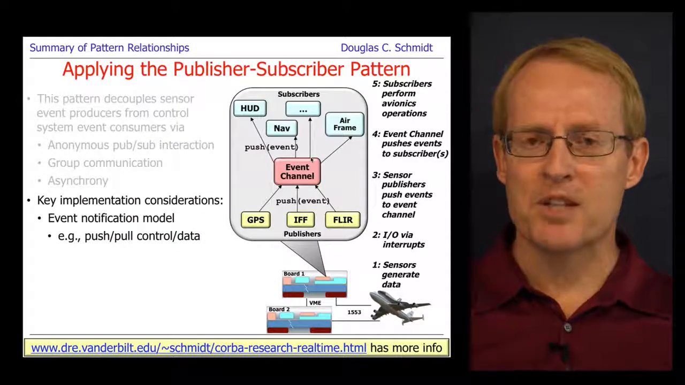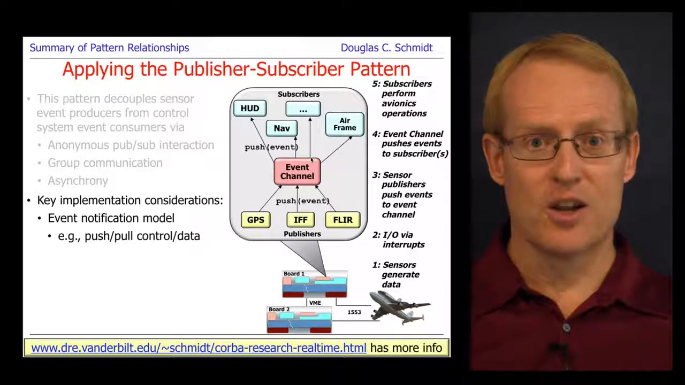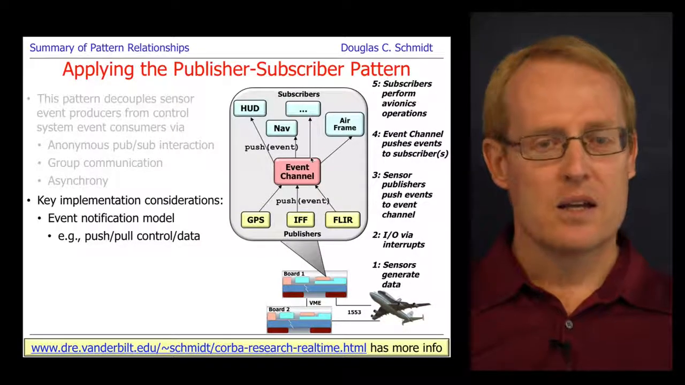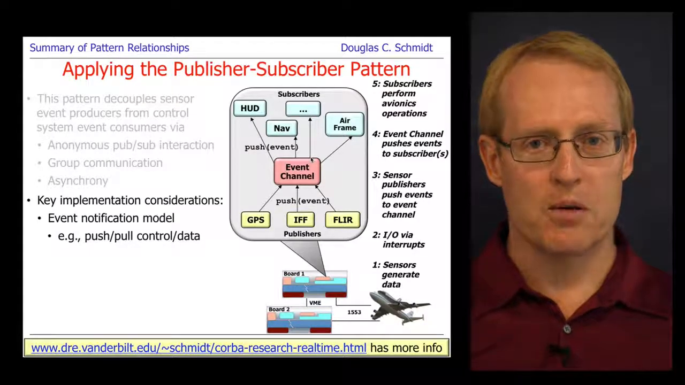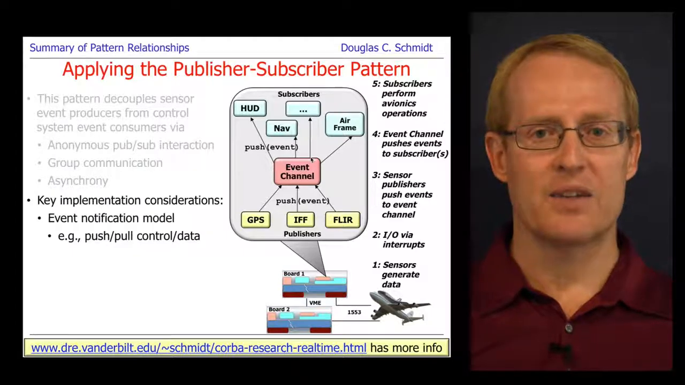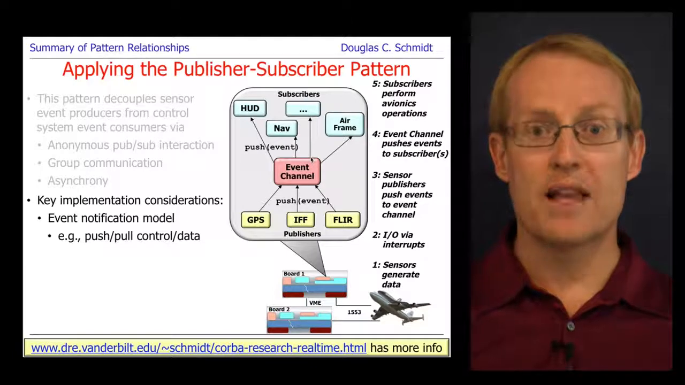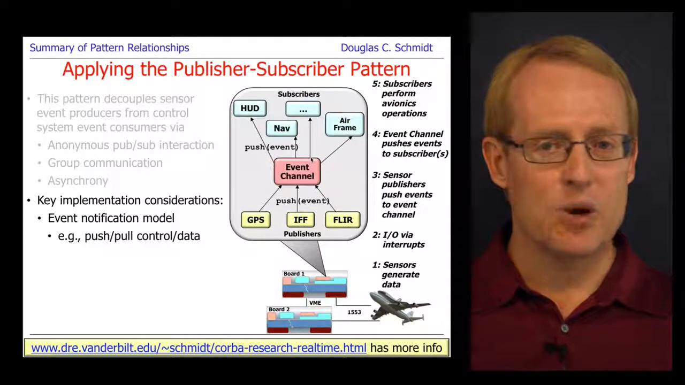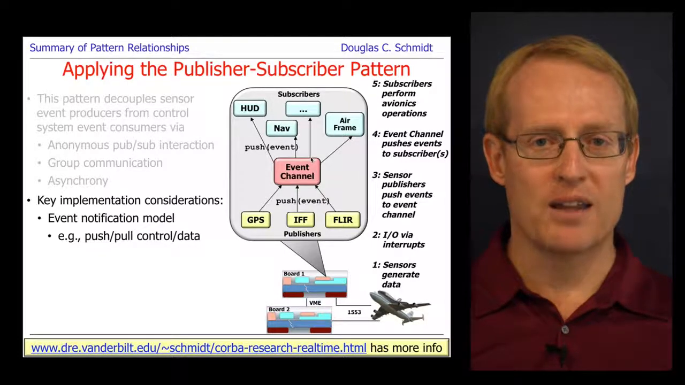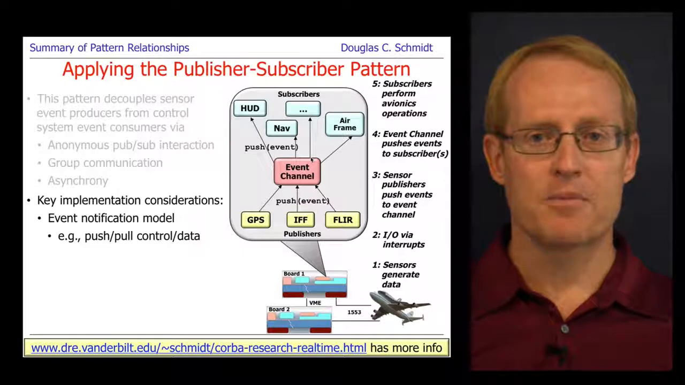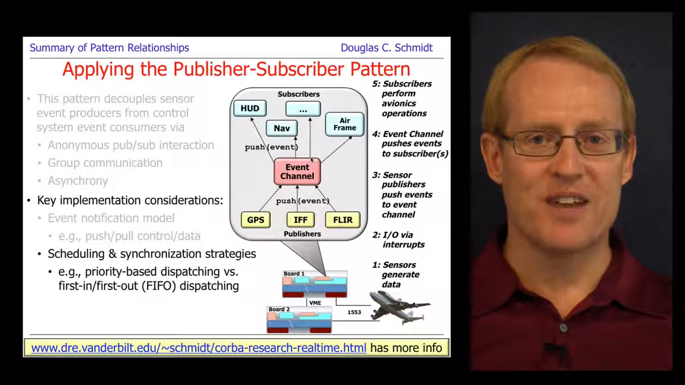There were, of course, some implementation considerations, some of which were documented in the pattern, some of which we had to learn through the School of Hard Knocks in those days. Some things we had to worry about had to do with whether we used a push model to push control and data from the publishers to the subscribers, or whether we would push control and then pull the data. And it turns out that there's a whole variety of different trade-offs between these different approaches, some of which are described in the papers available on my website. We also spent a lot of time worrying about how to schedule incoming events in the event channel.